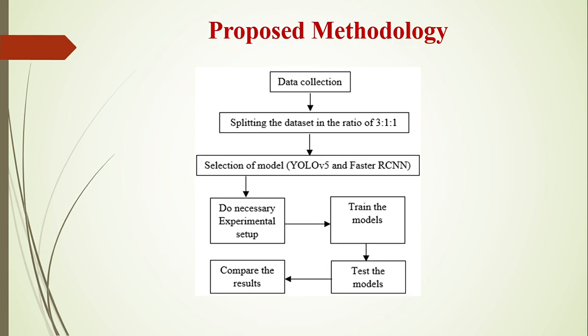This is the proposed methodology. It starts with the collection of a data set which consists of 1000 images, then splitting the images into training, validation and test sets, and then selecting the appropriate models such as YOLO V5S and Faster RCNN, then training the models using the training set and testing them using the test set, and then comparing the results of these models.